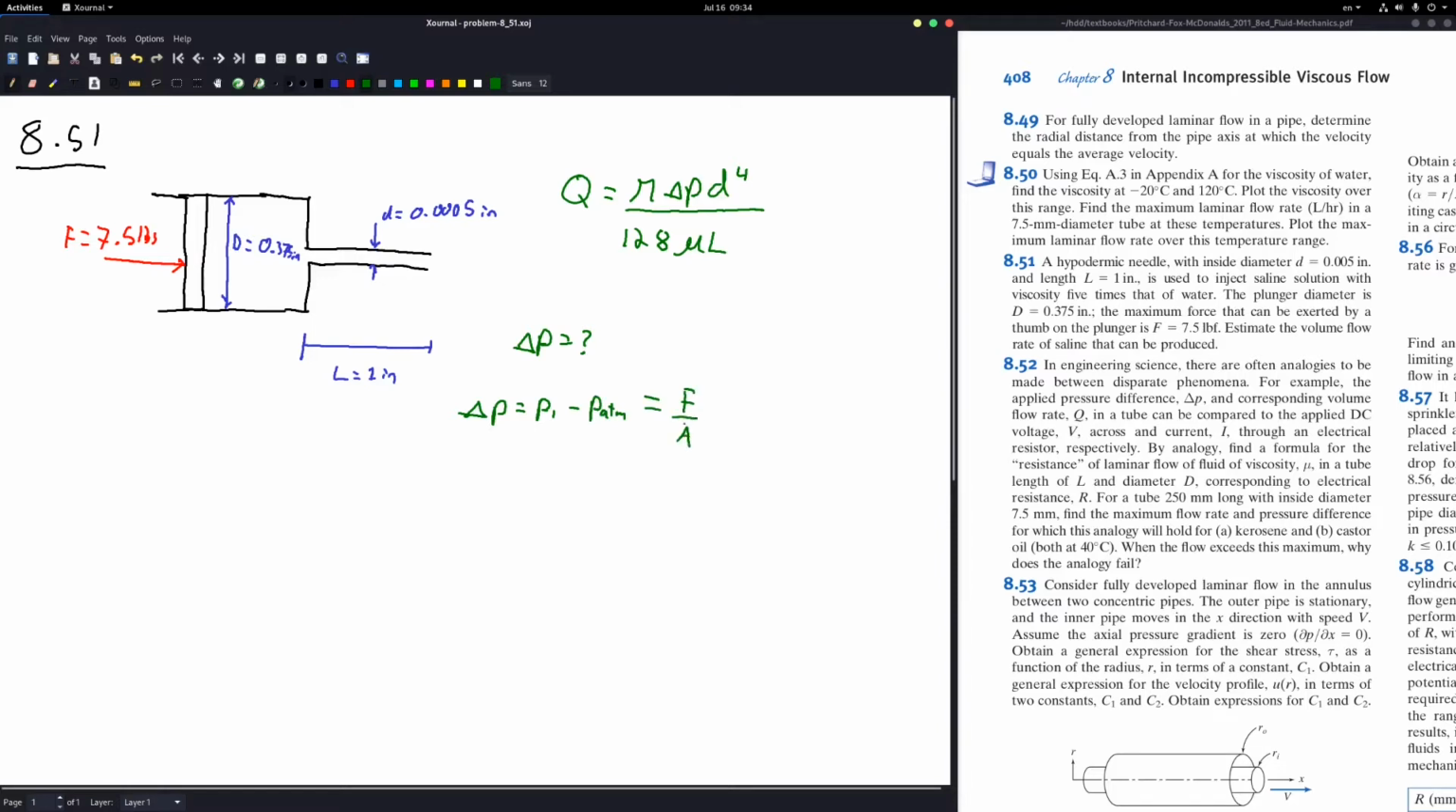Now to find delta P, well, we know that that's going to be the pressure at point 1 where we apply the force at the needle minus the pressure at the outside of the needle, which is atmosphere. Here we know that the maximum force exerted on the plunger can be 7.5 pound-force. Here we'll assume that that is a difference in pressure, and therefore delta P will be equal to the force applied, so that's 7.5 pound-force divided by the area of the plunger.